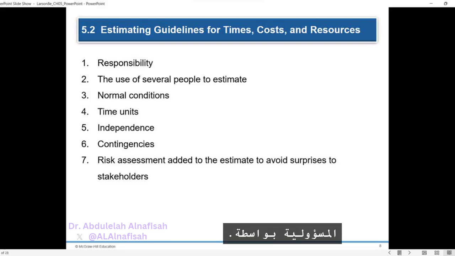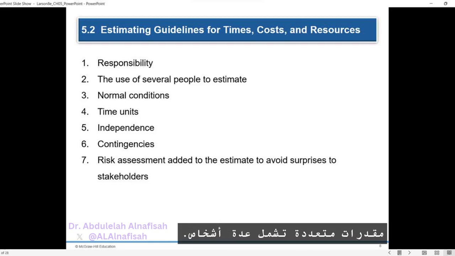Responsibility. Estimates should be made by individuals most familiar with the task to draw on their expertise and ensure accountability. 2. Multiple estimators. Involving several people with relevant experience and knowledge helps eliminate extreme errors and leads to more reasonable and realistic estimates.